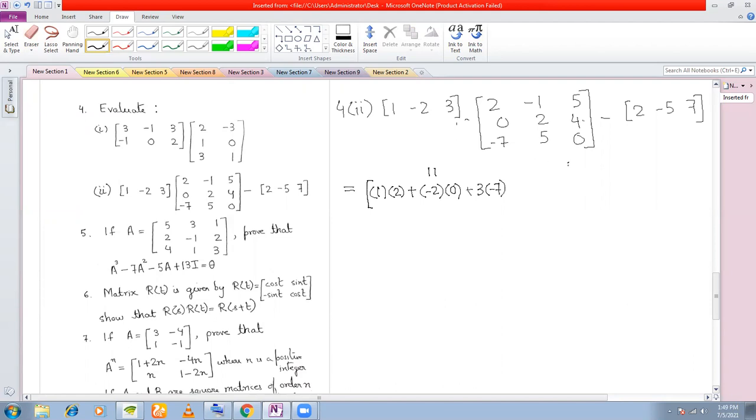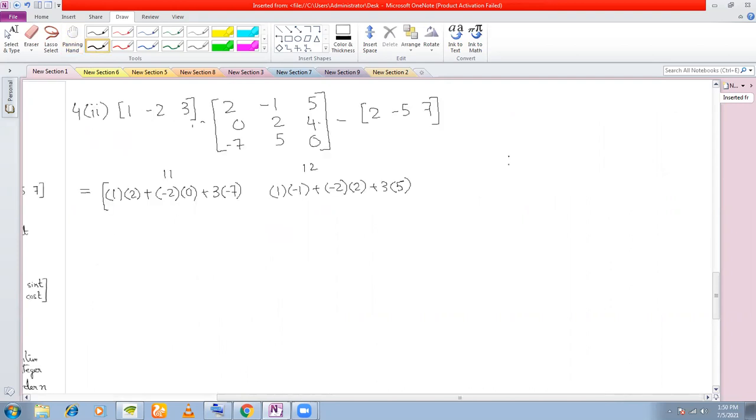Next, you multiply the first row with the second column. Write it in the 1, 2 position of the resulting matrix. So you get 1 into -1, first row into second column, plus -2 into 2, plus 3 into 5. Right? So you get the 1, 2 position. Now you multiply the first row with the third column and write it in the 1, 3 position. First row: 1 into 5, plus -2 into 4, plus 3 into 0.